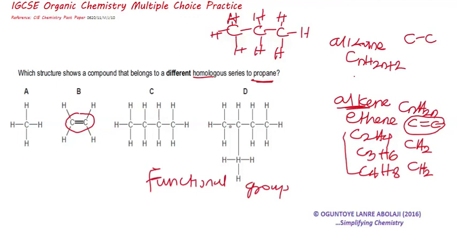Now this is isopentane. In fact, it looks like isopentane, but this is not a carbon atom. So compound D is absolutely wrong. It's not even a compound that we can relate with. So the correct option here is B. B is the correct option because it has carbon to carbon double bond, which is not the functional group of the homologous series alkane, which propane belongs to.